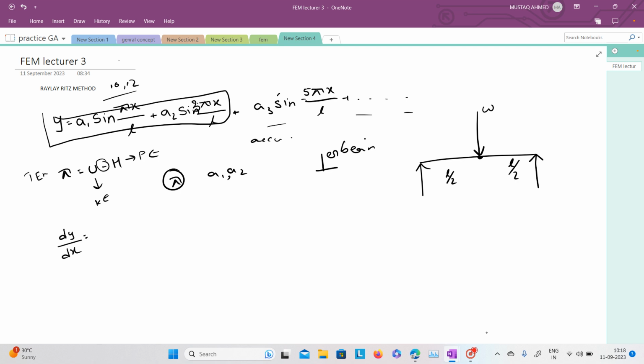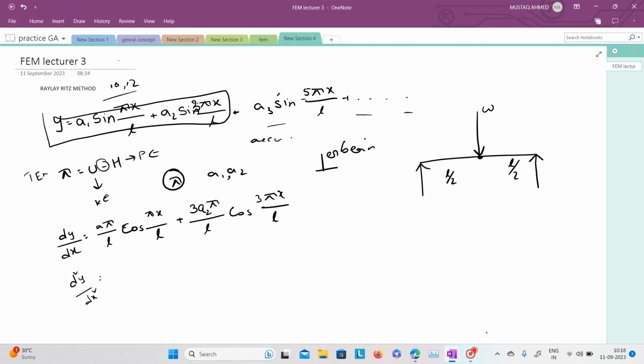If we solve it by differentiation, sine will become cos: dy by dx equals a1 pi by L cos pi x by L plus 3 a2 pi by L cos 3 pi x by L. Then again we will differentiate to get d square y by dx square.